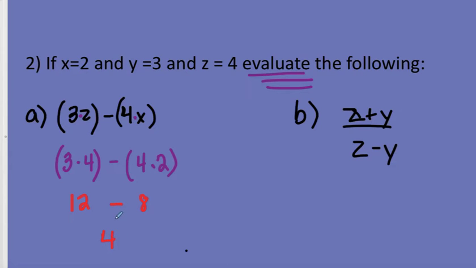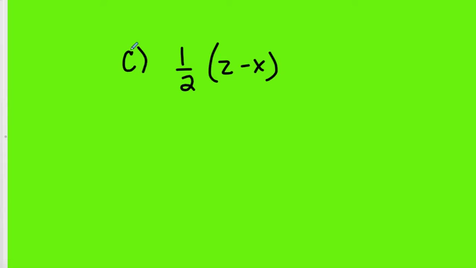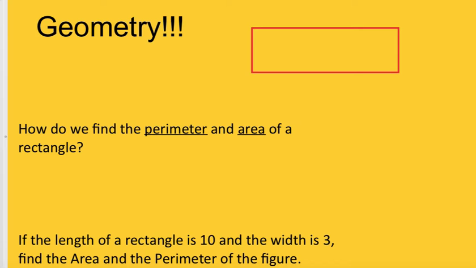Okay, so what I want you to do is I want you to try B and C as try nows. So press pause and try them, and I'm going to have some of you present those in class tomorrow. All right, we're going to move on.